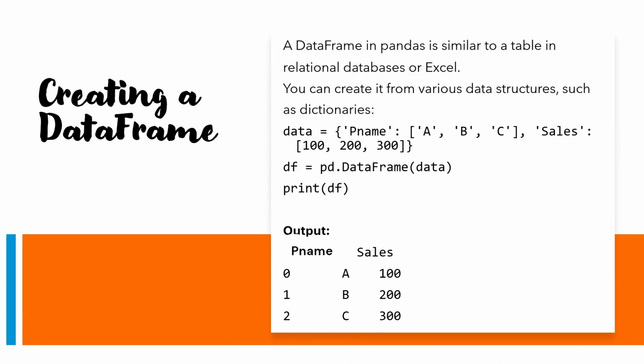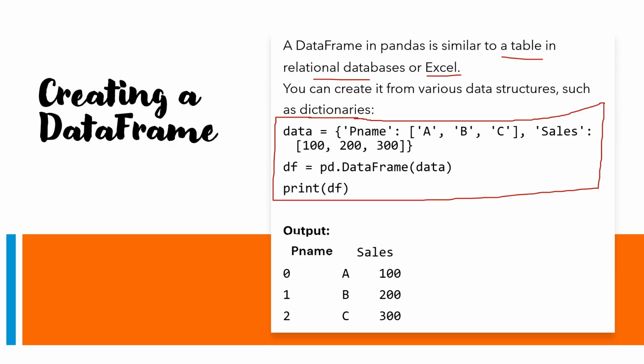As I have already said, a data frame in Pandas is similar to a table in a relational database or Excel. Creating a data frame is very simple. You can create it from various data structures like lists, arrays, dictionaries, CSV files, Excel files, or even SQL databases. The first step in creating a data frame is importing pandas by using import pandas as pd. Next, we will create a dictionary.